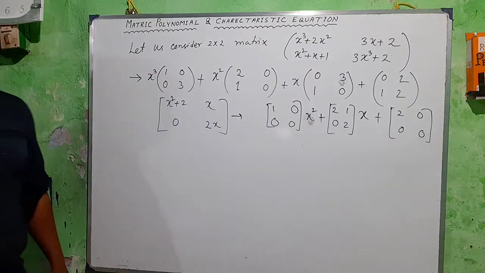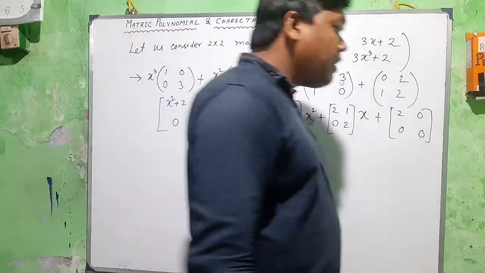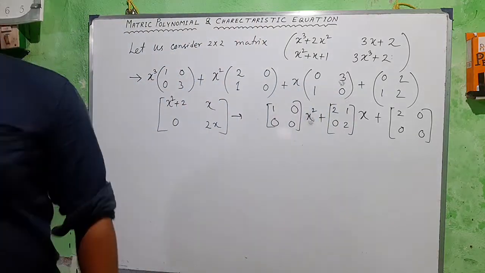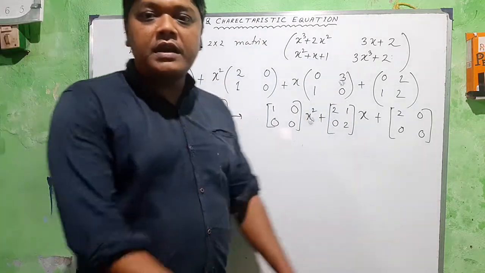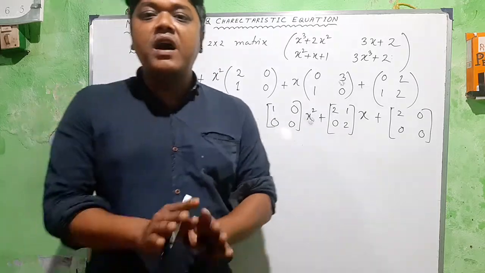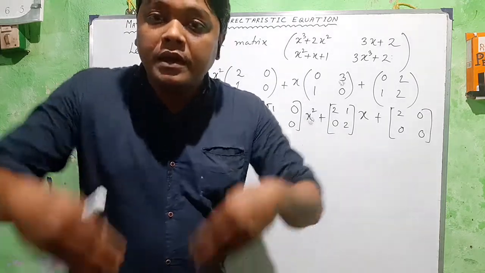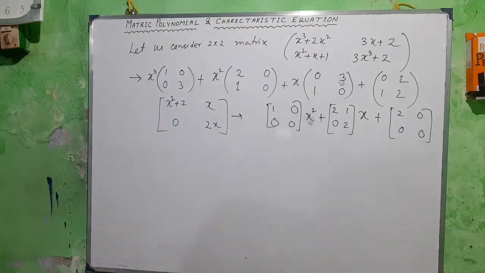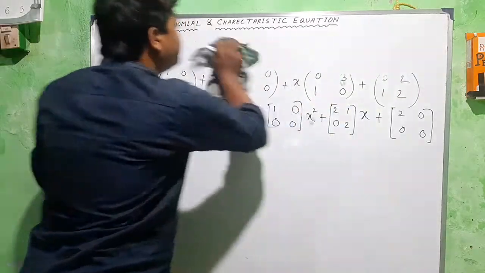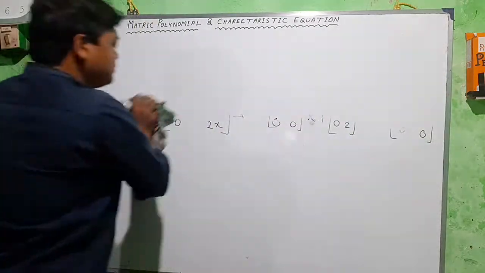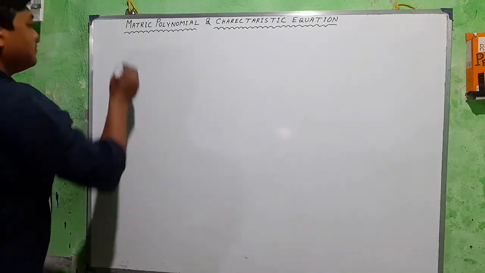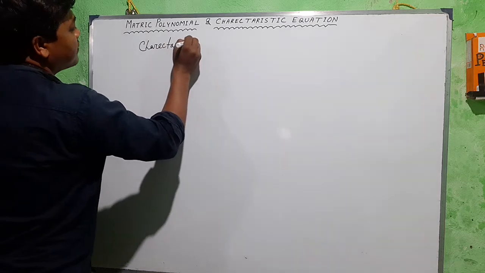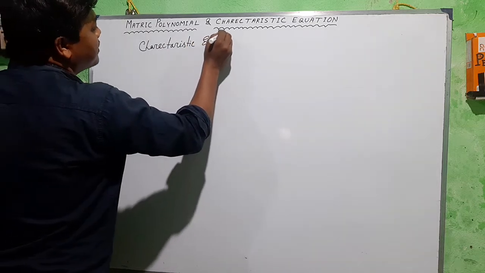So now let us define what is the characteristic equation. This is the most important part of the matrix polynomial, because by using the characteristic equation, we can easily find the eigenvalues of a square matrix. Okay, so let us define what is the characteristic equation.